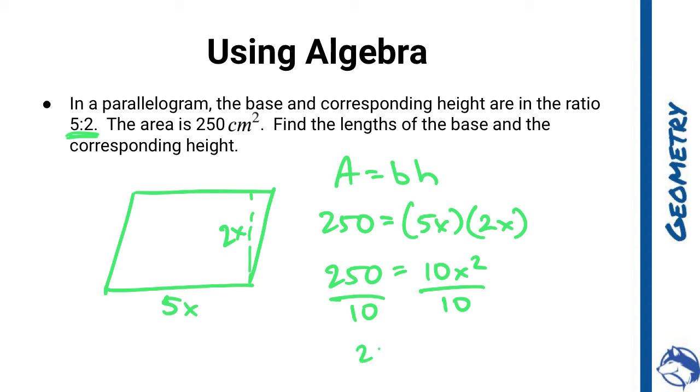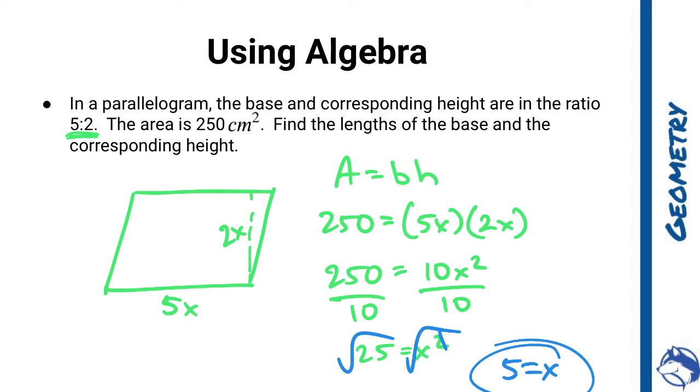Divide by 10, and you get 25 is equal to x squared. We now take the square root, and you get 5 is equal to x. I know some of you might be saying, well, what about the negative 5? Well, we're dealing with the shape here, so we can't have negative lengths here.